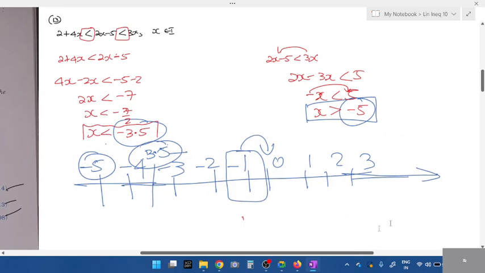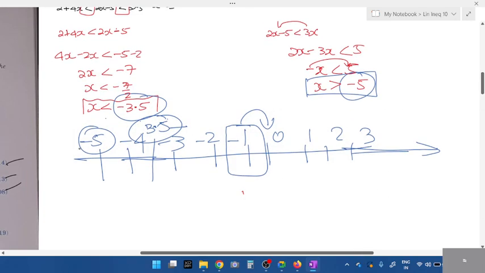Now, how do I write it? Look at this number line and tell me which one comes on the left hand side and which one should be on the right hand side. Minus 5 should be on the left hand side and minus 3.5 should be on the right hand side. This is how you have to write these two equations. Is this clear? All of you understood?